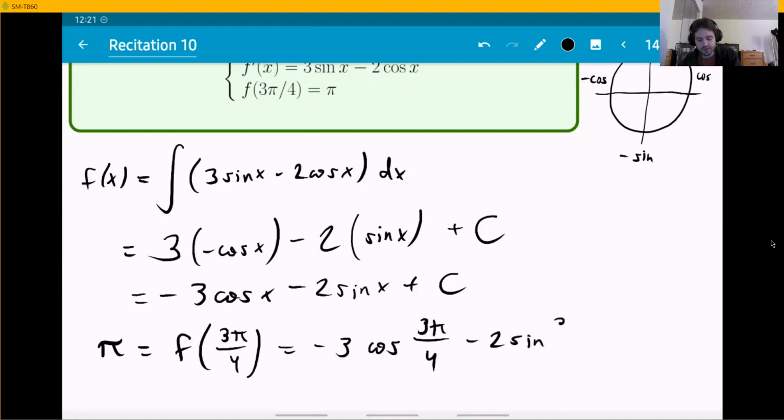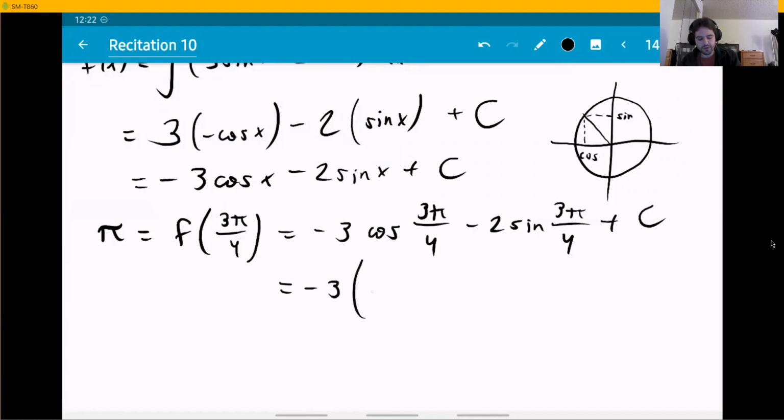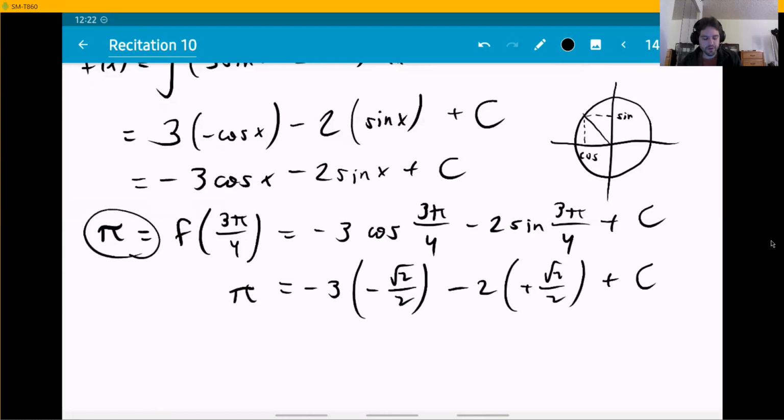This is what you get. We're going to need to remember our trig values. 3 pi over 4 is the 135-degree angle, second quadrant. The sines and cosines are root 2 over 2, but the sine is positive and the cosine is negative. So here, minus 3 times minus root 2 over 2, minus 2 times plus root 2 over 2, plus c. All of this must be equal to pi, this pi right here.